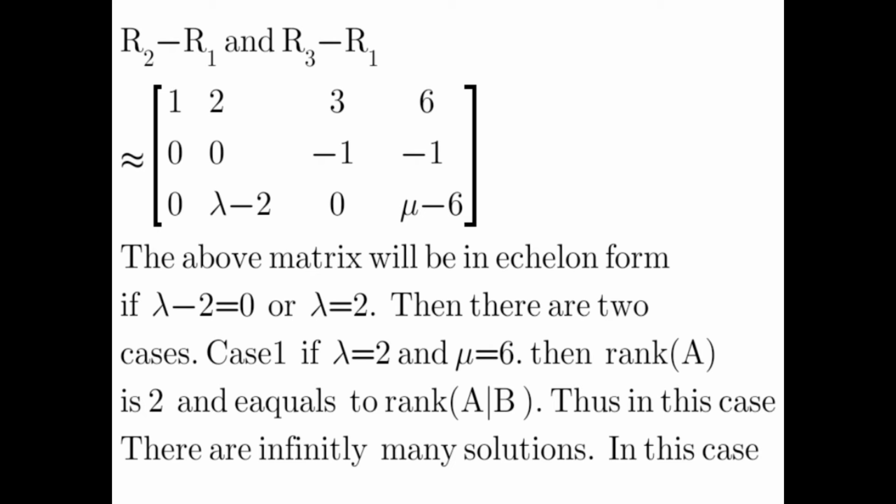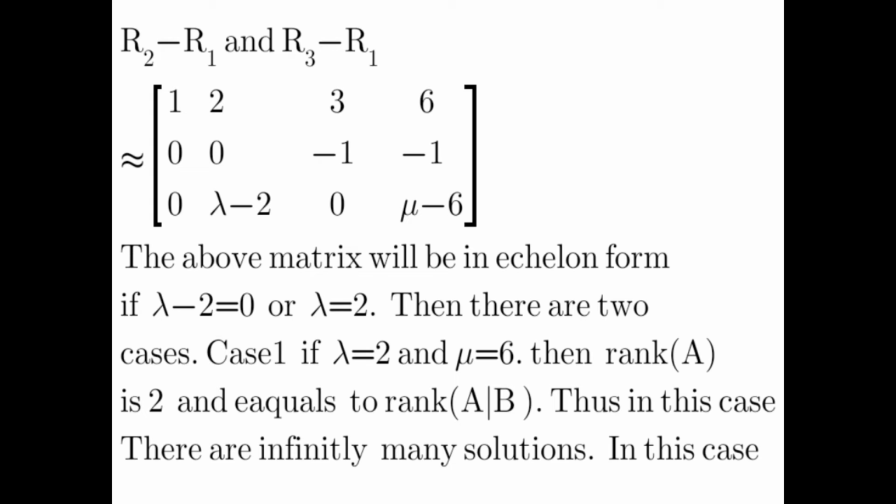We don't know whether this matrix is in echelon form or not. Depending on the value of lambda, we decide whether it is in echelon form or not. So if lambda minus 2 is equal to 0, it is in echelon form, and we have lambda equal to 2. That is the case. So there may arise two cases depending on the mu value.